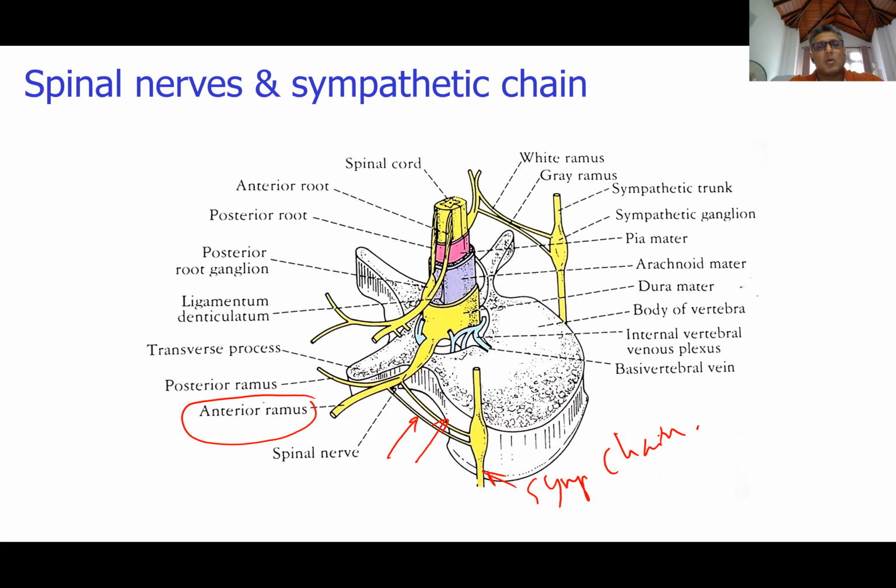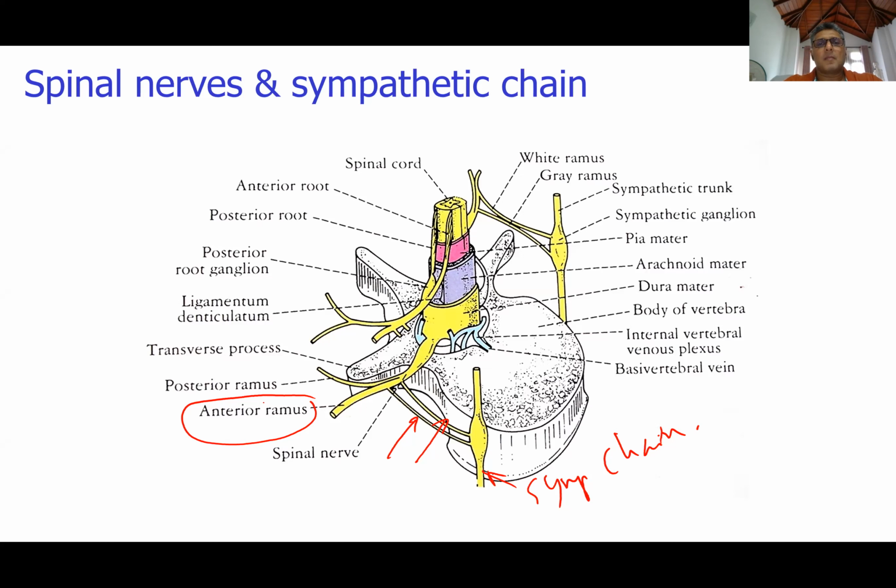It supplies all your limb plexuses and all your somatic skeletal muscles, and the autonomic ones, the visceral structures, are supplied by the anterior rami. They form plexuses, as you have learned. You have learned about the brachial plexus, lumbar plexus, sacral plexus, cervical plexus. All those are formed by the anterior primary rami.